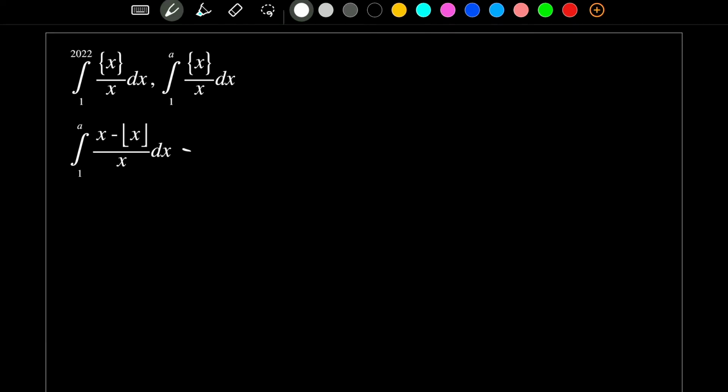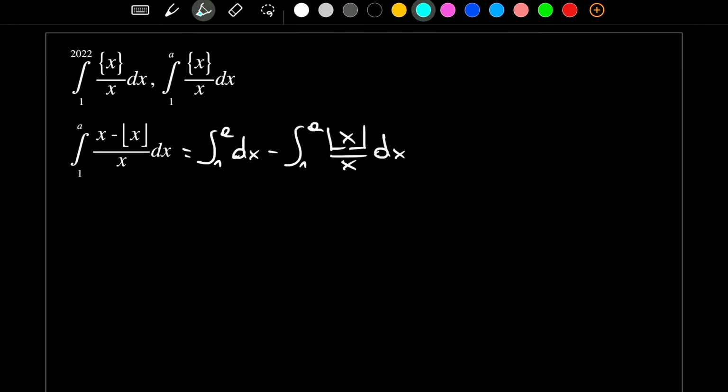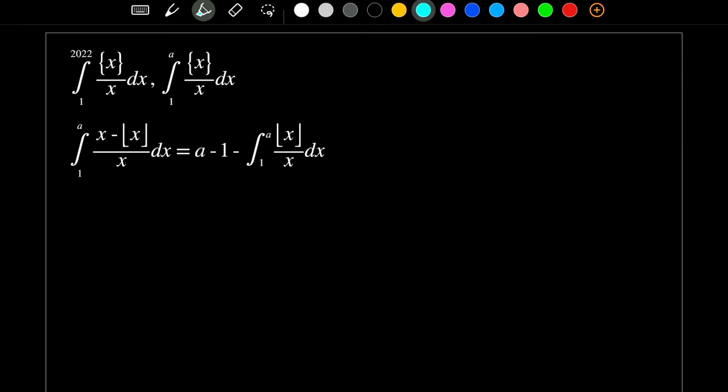And notice that we can split this up into two integrals. One integral from 1 to a of x over x, which is 1, so that's just going to be dx, and then a second integral, which is minus the integral from 1 to a of the floor function of x over x dx. And it's mostly this second integral that we'll have to deal with for the rest of this video, because the first integral is just a trivial integration, which is going to give us a minus 1, and then minus our other integral. Now we still have to deal with this monster here.